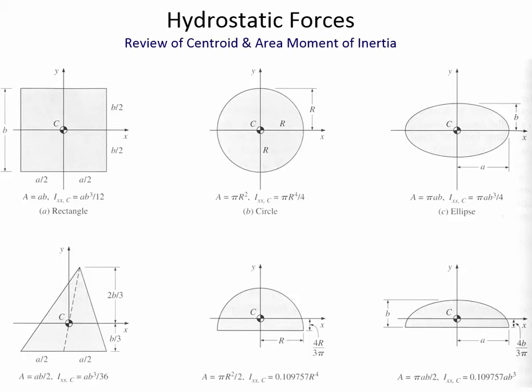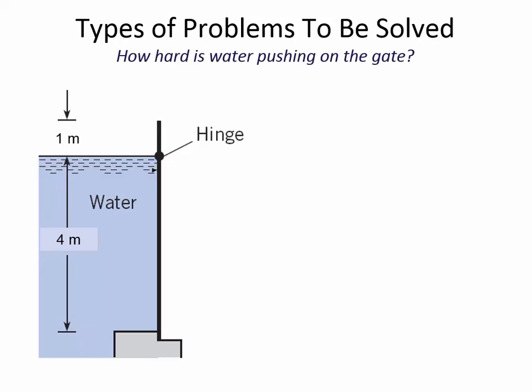In the case of a circle, the area moment of inertia is pi r to the fourth divided by 4. There are other shapes that we may come back to, but you can find those formulas and the dimension definitions in the back of your book. Okay, so with that concept reminded to you, let's talk about the type of problems you can expect to see in this chapter.